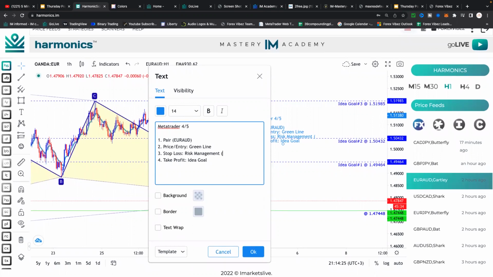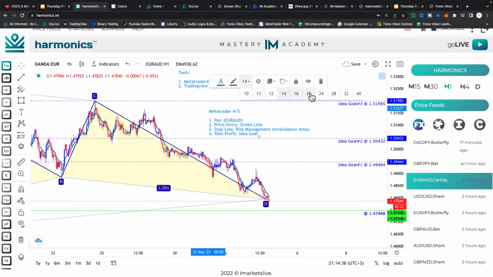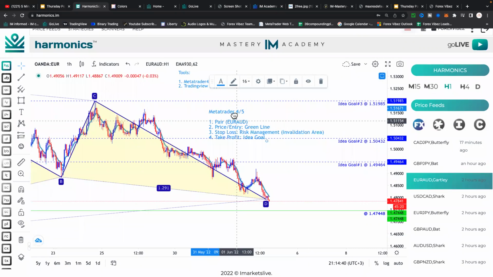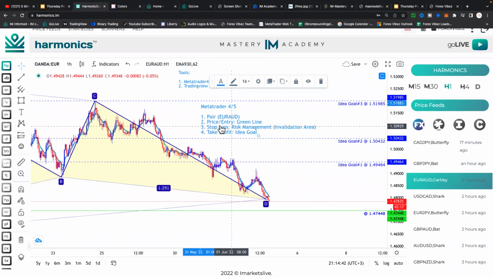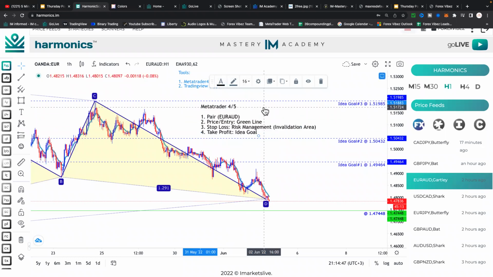It's also on these scanners, it's going to say invalidation area. Boom. Let's put that up there. And you're going to need your take profit, or your idea go. Boom. So we're going to keep that right here so we can see it. Let's make it a little bigger. I know some of you just said you were screenshotting. Actually, let's see if we put a different color. I want to make sure y'all can see this. There we go. Yes.